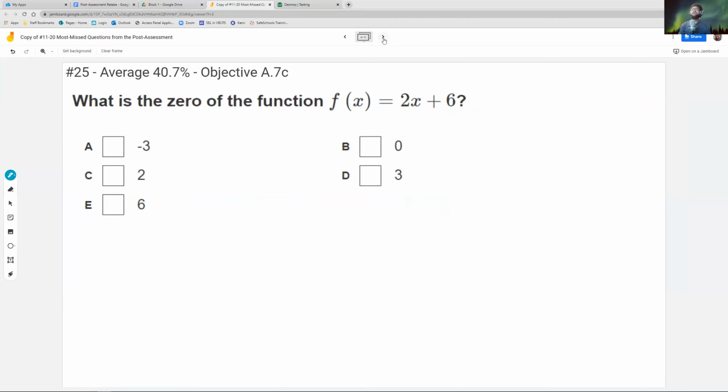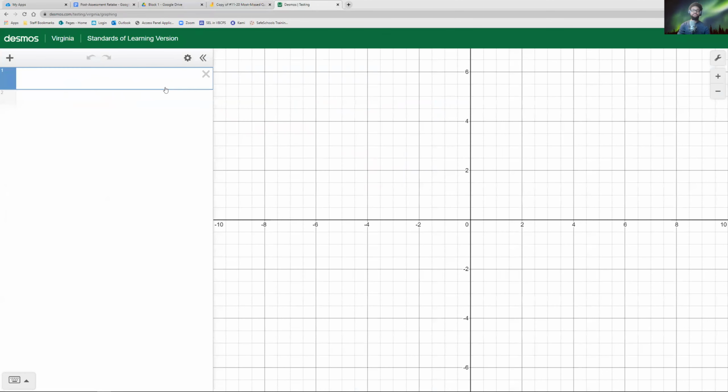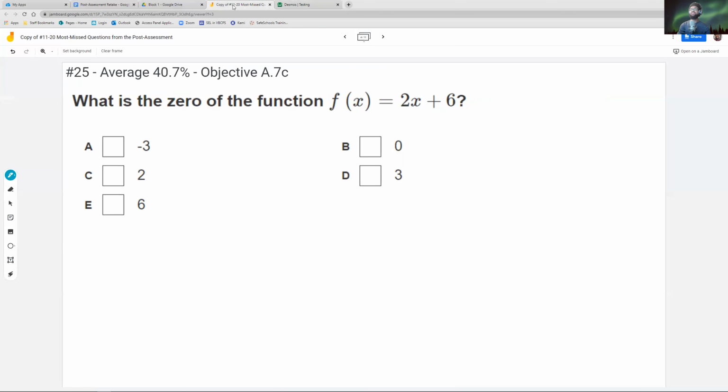All right, next one, we have, what is the 0 of the function f of x equals 2x plus 6? For this one, I'm going to bring up Desmos just because it's really useful for these types of equations when we want to see the graph. I'm going to type f of x equals 2x plus 6 right into my Desmos. When it's asking us for zeros, that's the same thing as solutions and x-intercepts, okay? So the 0 is going to be the x-intercept, also the solution.